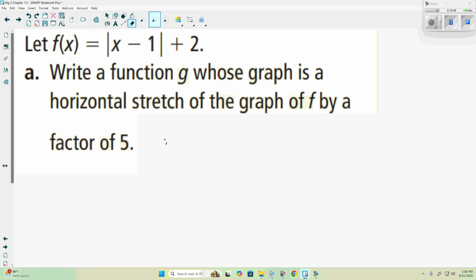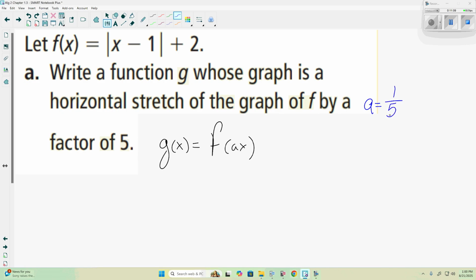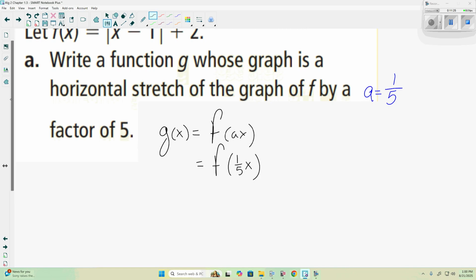So here, again, we have another horizontal. Now they tell us the amount that we're stretching or shrinking it by is 5. So it's a horizontal stretch of 5, yes? So the value we plug in is not 5, it would be what? 1 over 5, 1/5. Because we got to flip 5 to 1/5. So that's the value we would plug in. So we're saying now that we have f of 1 over 5x.